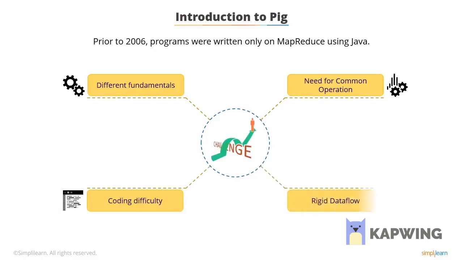Also, data flow in MapReduce was quite rigid, where the output of one task could be used as the input of another. To overcome these issues, Pig was developed in late 2006 by Yahoo researchers. It later became an Apache open source project. Pig is another language, besides Java, in which MapReduce programs can be written.